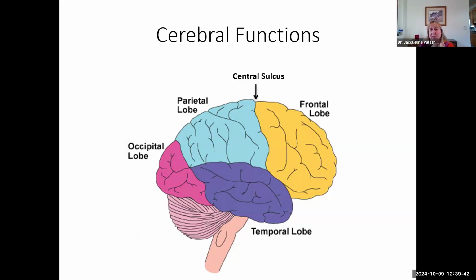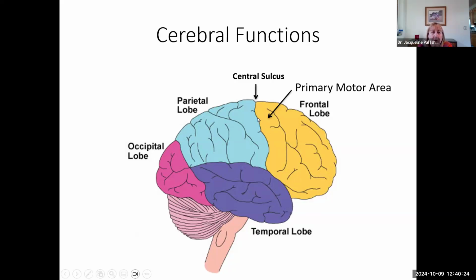Everything behind the central sulcus is going to have a sensory function. Okay. And so now we're going to start talking about specific functional areas of the brain. Okay. So just in front of the central sulcus, so in other words, the most posterior part of the frontal lobe, this part of the brain is known as the primary motor area. Okay. So neurons from this area are going to give us our voluntary motor movements. Okay.